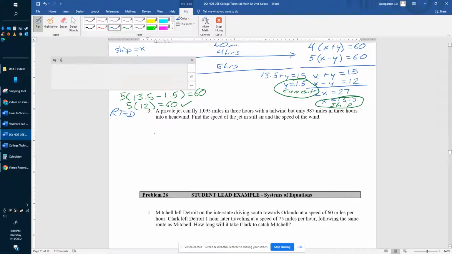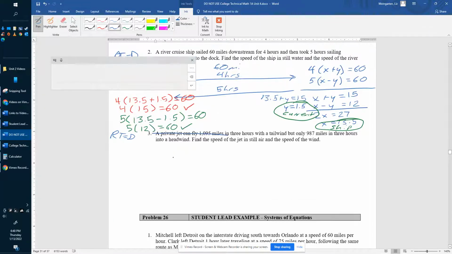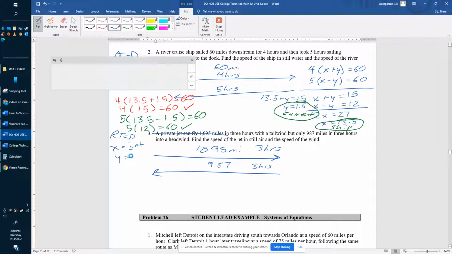So it can fly 1,095 miles in 3 hours with a tailwind, but only 987 miles in 3 hours with a headwind. So let's say X is our jet and Y is our wind.